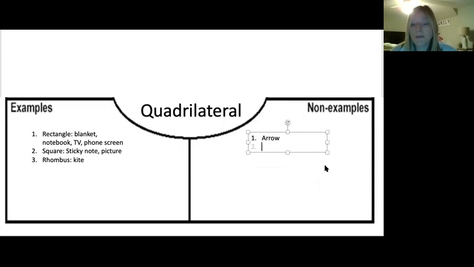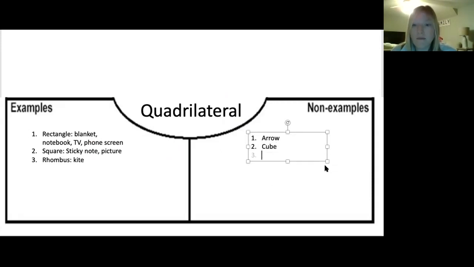A cube. Well, a cube, that's a good example of a 3-dimensional shape. Maybe I would say that's a good example. A cube, yeah, but maybe the side of a cube would be a square, and that's a quadrilateral.